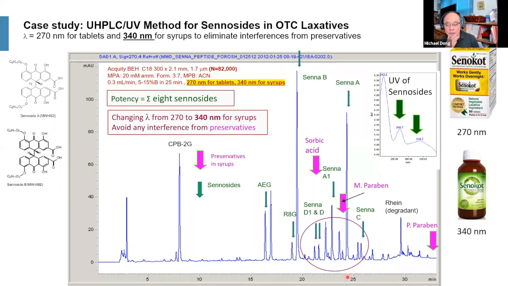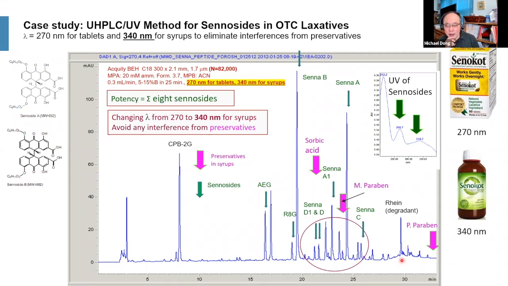When we come to the syrup, we have a big problem because the syrup, we need preservatives. The preservative in the syrup is 3 different preservatives: sorbic acid over here, and methylparaben here, and propylparaben here.